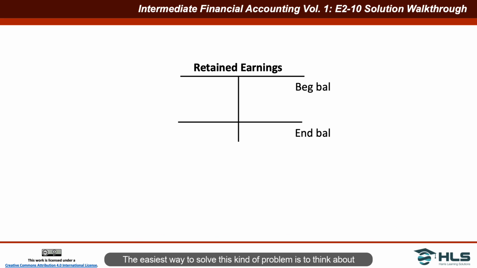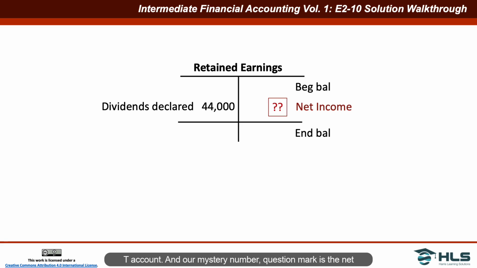The easy way to solve this kind of problem is to think about reconstructing the retained earnings account. So here's a T account for retained earnings. We have no beginning or ending balance because there's nothing provided, but we do know that dividends declared are $44,000. So that goes in as a debit on the left side of the T account. And our mystery number, question mark, is the net income.